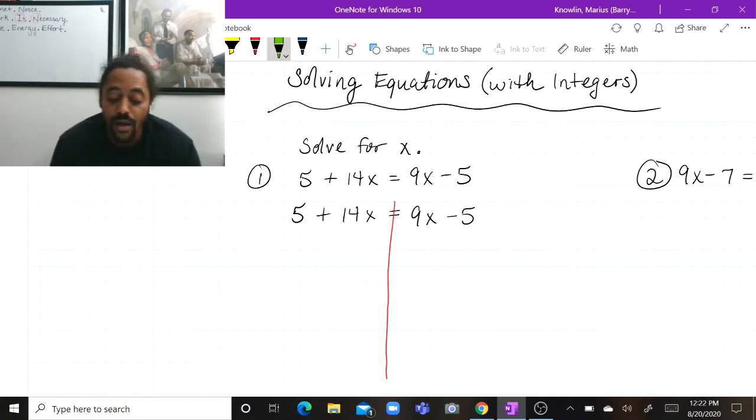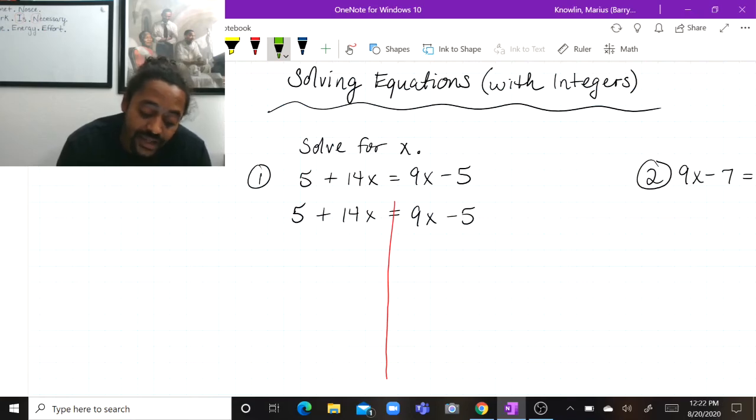And I always like to move everything to the left hand side no matter what. So I like to move all my variables to the left and all the constants, or numbers, to the right. Okay, so I'm going to move that 9x, since it's positive, I'm going to subtract. We'll make it negative 9x on both sides, right?